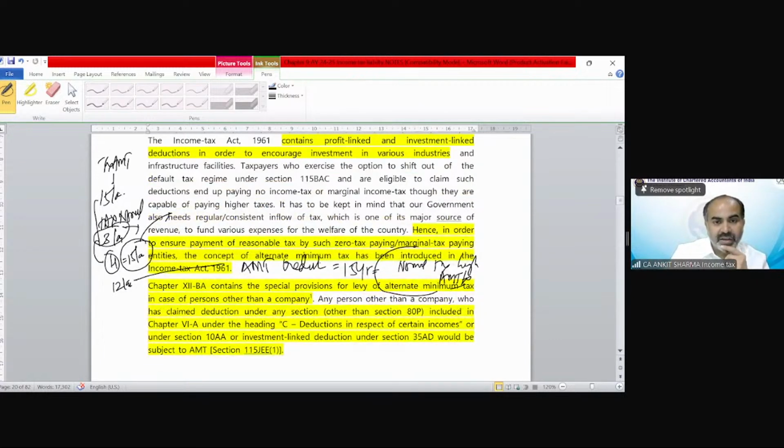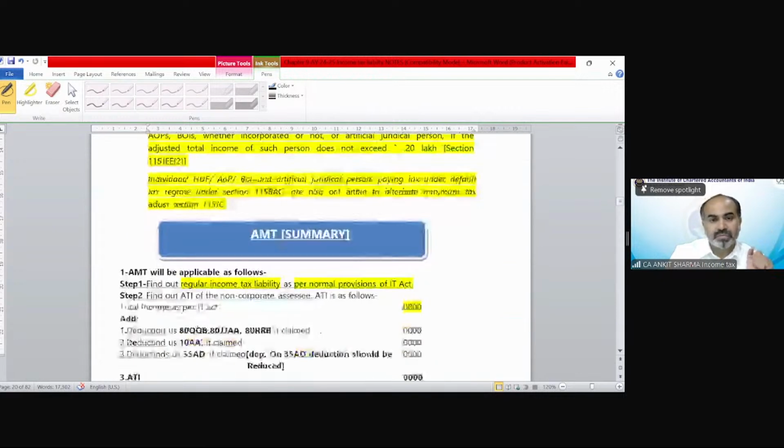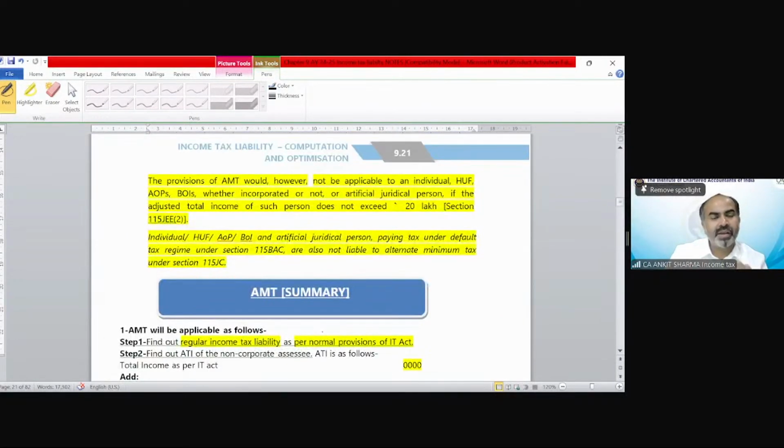Chapter 11B contains the provision for levy of alternate minimum tax in case of a person other than a company. Certain deductions you have to sacrifice under AMT provisions. Here is a summary of how we need to calculate the provision under the AMT concept.